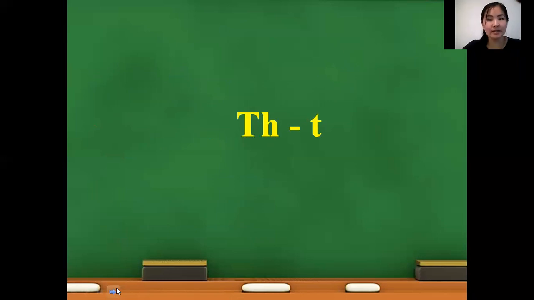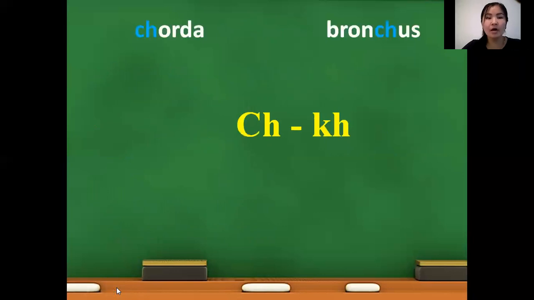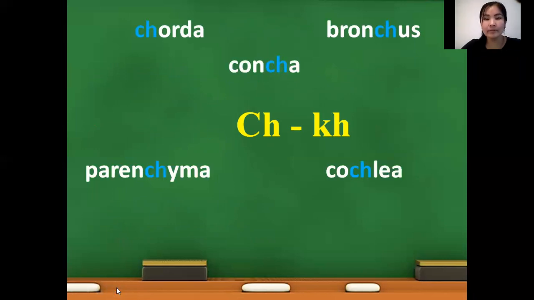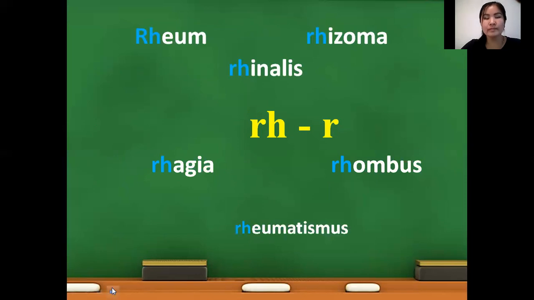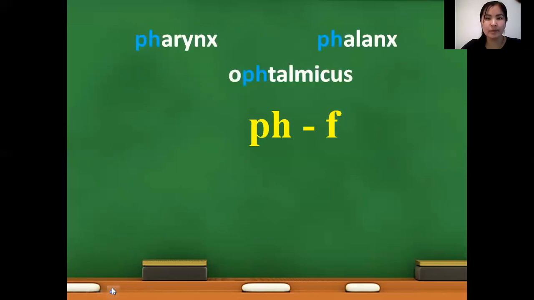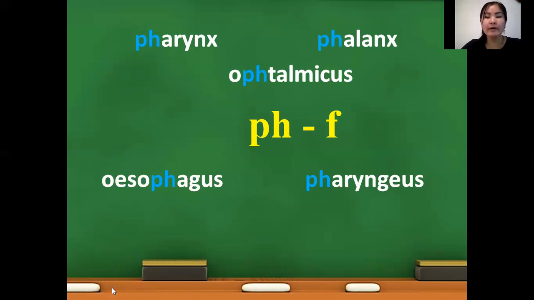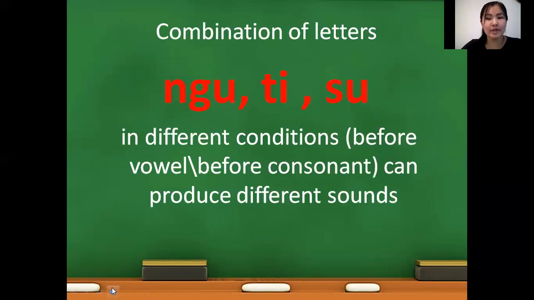So examples. Th: thorax, isthmus, thalamus, arthron, arthrosis. Ch: chorda, bronchus, concha, parenchyma, cochlea. Rh: rheum, rhizoma, renalis, rhagia, rhombus, rheumatismus. Ph: pharynx, phalanx, ophthalmicus, esophagus, pharyngeus, lymphaticus.